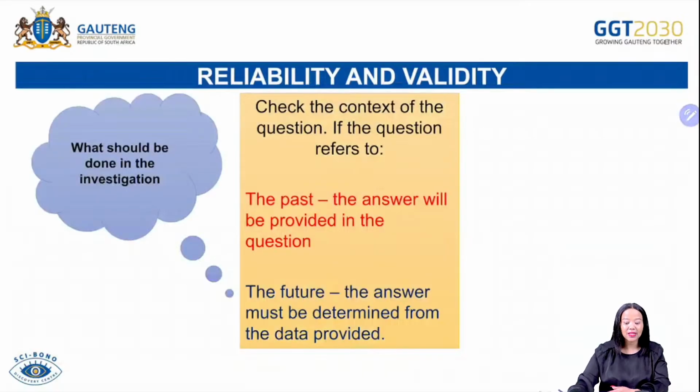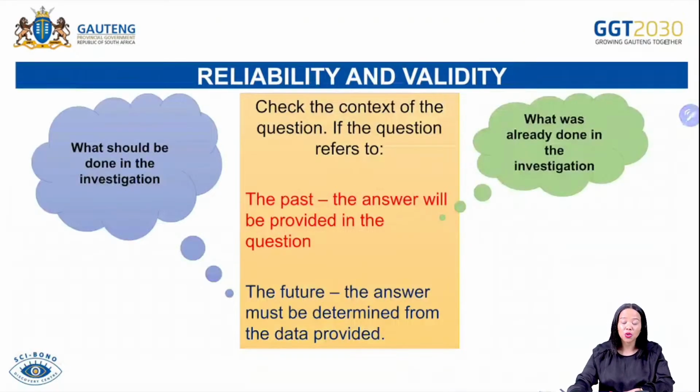Reliability and validity. It is very important, grade 12, to have a look at the phrasing of the question or the tense of the question. If they ask you what should be done in this investigation, or maybe the question says, what is it that the investigator did to ensure the reliability of the results? You need to go back to your method and check what steps the investigator did to ensure that these results are reliable.